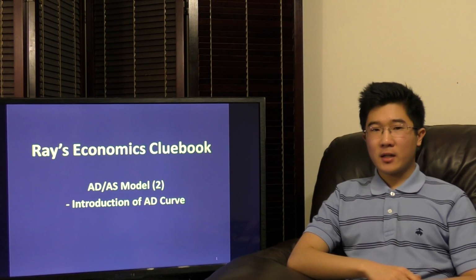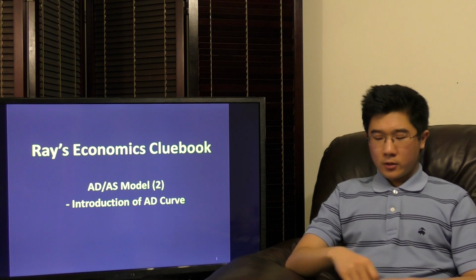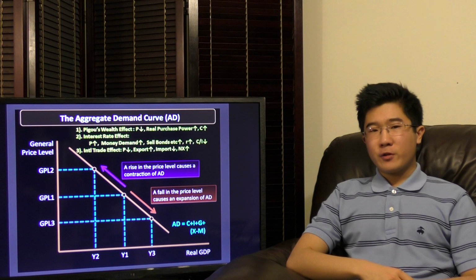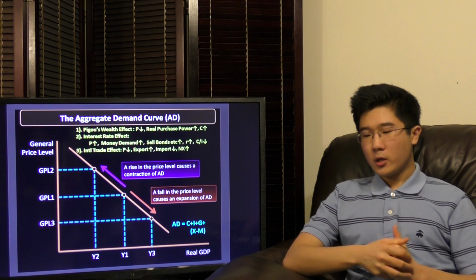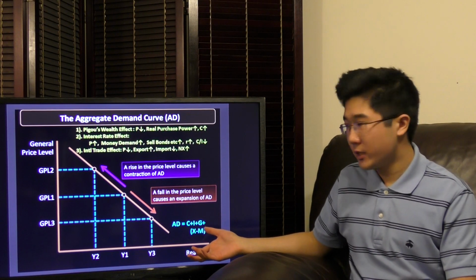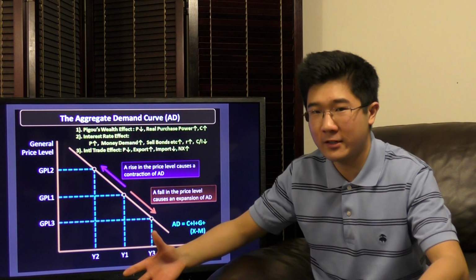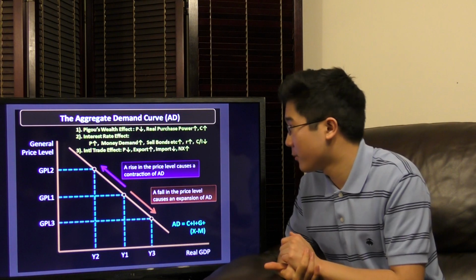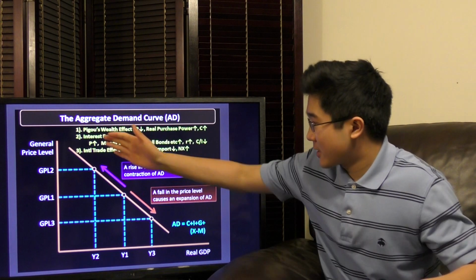Today, we'll be expanding our lessons upon the AD-AS model by introducing our AD curve. So when we talk about the aggregate demand curve, we talk about overall demand for an entire macroeconomy, for a nation as a whole. So we look at the two axes. We have real GDP, or total actual output in the nation, and we have the general price level, or basically just the general overall price level of all goods and services in the nation. And so we see here, obviously, the aggregate demand is sloping down.